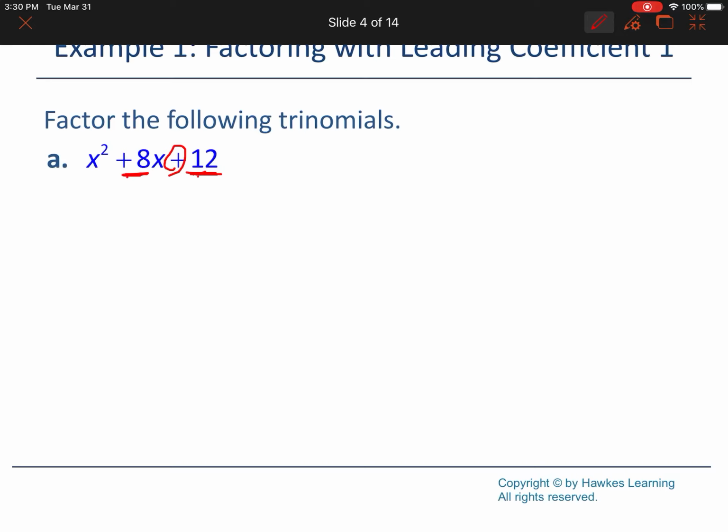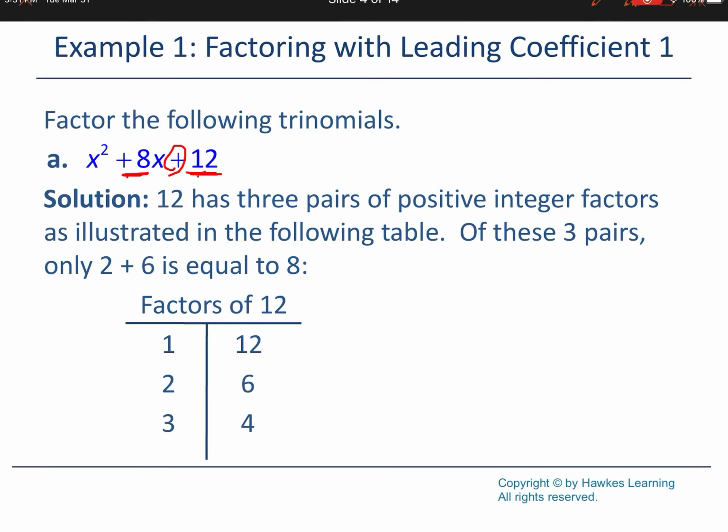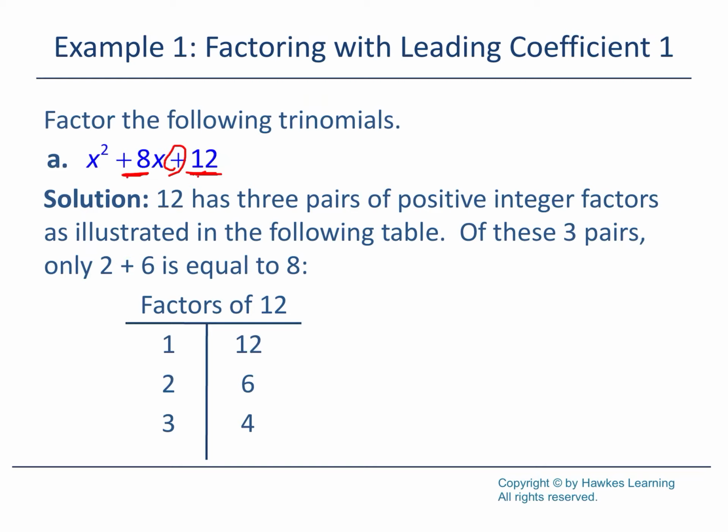Now you notice that this plus here means when we multiplied the two of them together, we got a positive number. That means they were either both positives or both negatives. And since they have to add up to positive 8, they must have been both positives, right? So let's start with the factors of 12. Here's a little table where they've listed all the ways that you can get 12. You could do 1 times 12, 2 times 6, or 3 times 4.